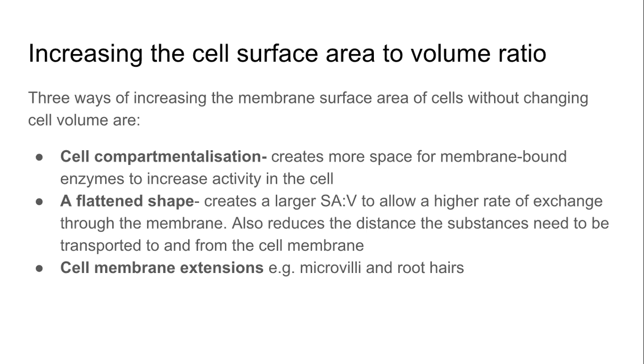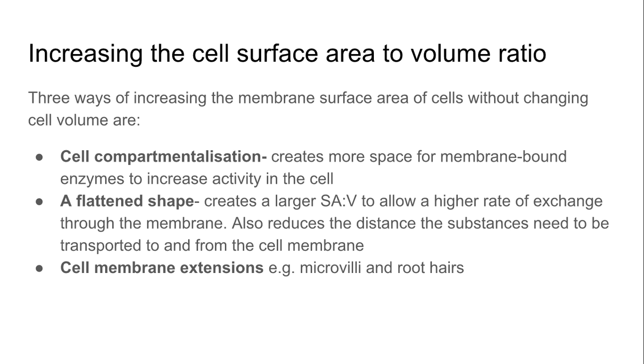So the three ways of increasing the membrane surface area of cells without changing the cell volume are, first, cell compartmentalization. We talked about that with eukaryotes, and by compartmentalizing the organelles within the cell, it creates more space for membrane-bound enzymes to increase activity in the cell.